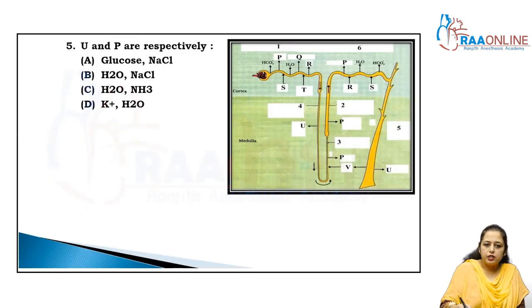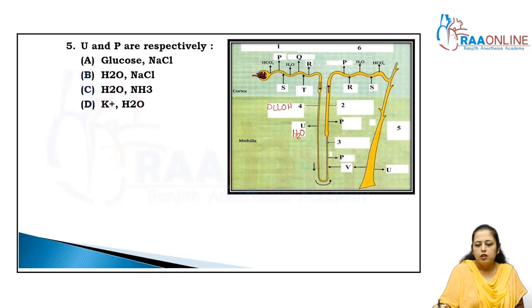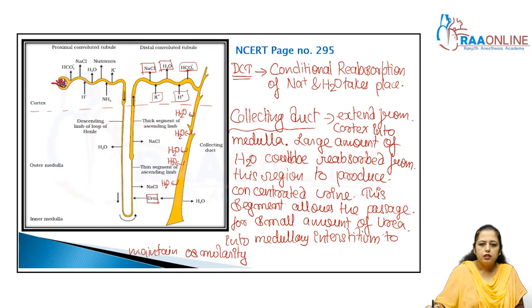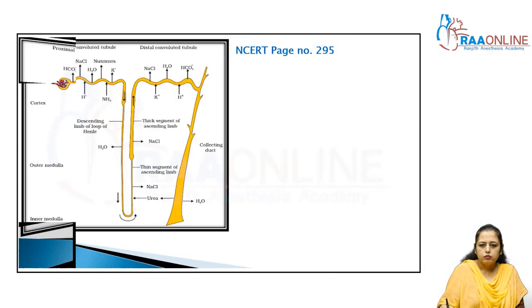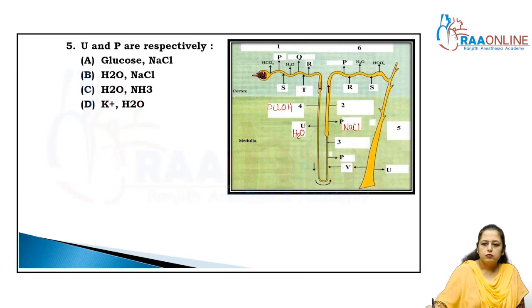Now come to that question, U and P are respectively, U and P. U is water, reabsorption of water occurs in the descending limb of LOH, right? And what is P? P, that is NaCl. See here, right? That is NaCl. So the answer is U and P respectively, that is water and NaCl. So the answer is B, right?